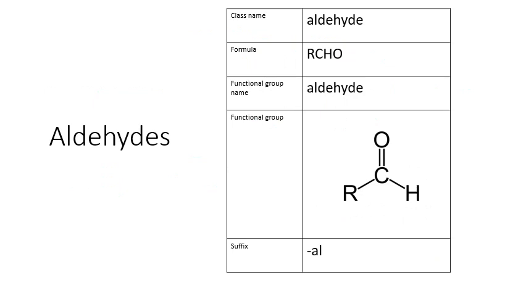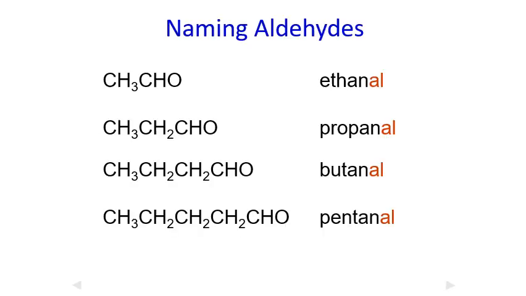The next functional group is the aldehydes. RCHO is the general formula, named aldehydes, and this is the general functional group, what it looks like. Basically it's an R group plus a CHO group, and the suffix is now -al. So naming aldehydes, again, you've got 2 carbons, so it'll be ethane, and we put the -al at the end. With 3 carbons, it's propanal, and so on and so forth.